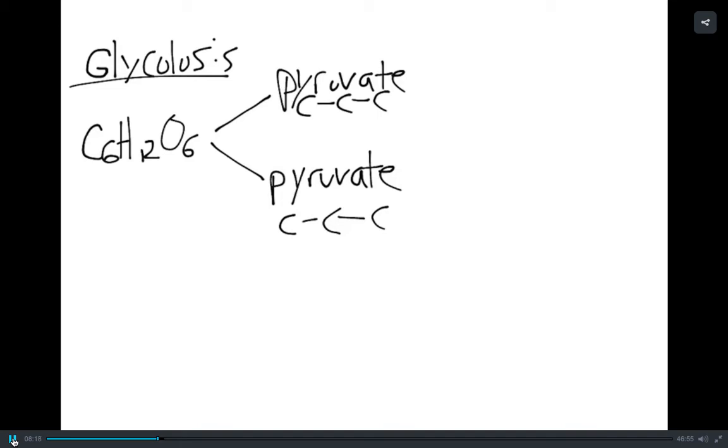Now, this process requires some energy just to start. It's going to require 2 ATP, but it's going to create 4 ATP.